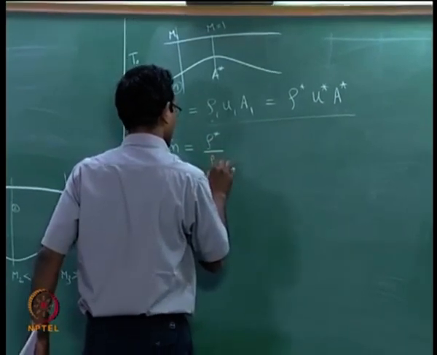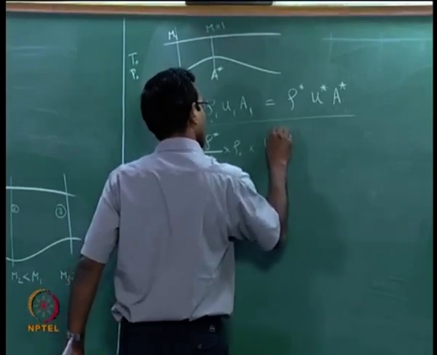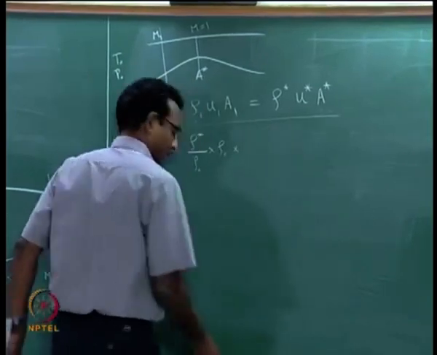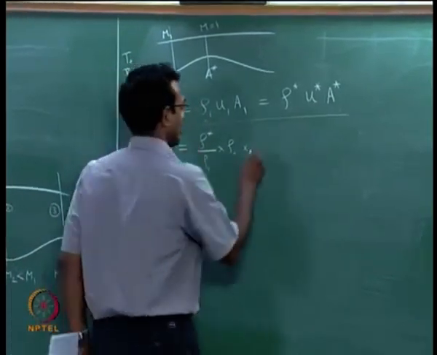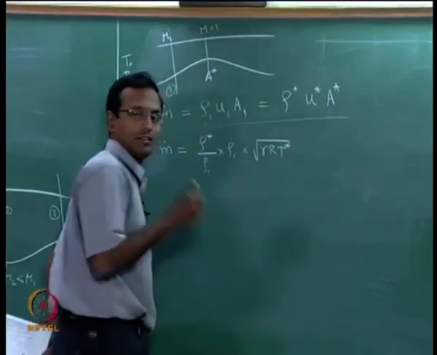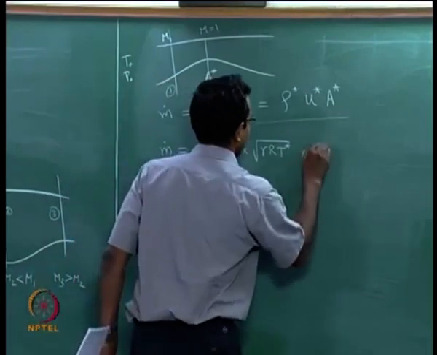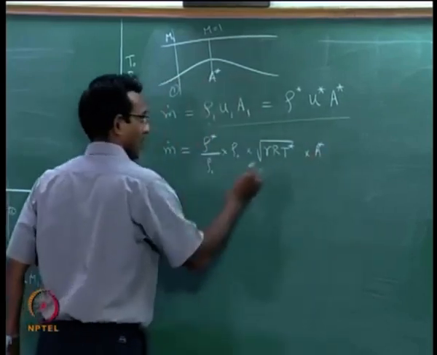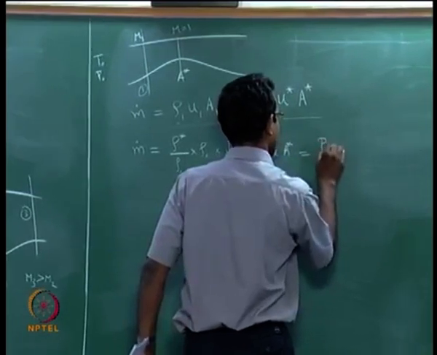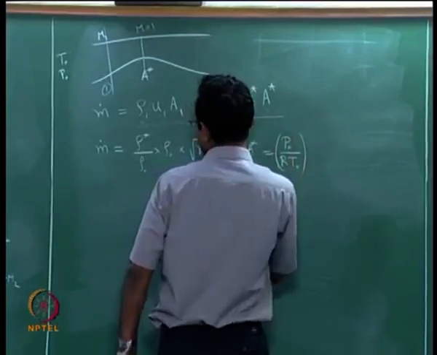I will just pick this rho star by rho naught times rho naught into u star, which is nothing but, for M equal to 1, just going to be square root of gamma R T star. Now, I have to expand T star further and multiply by A star, I will keep it right now. One more line I will write, rho naught is P naught by R T naught into rho star by rho naught.